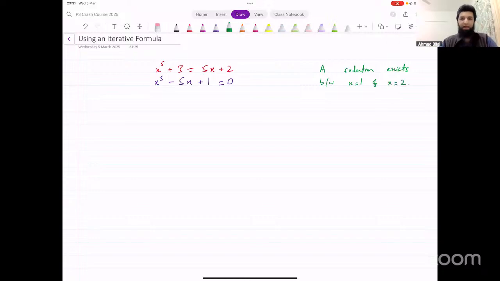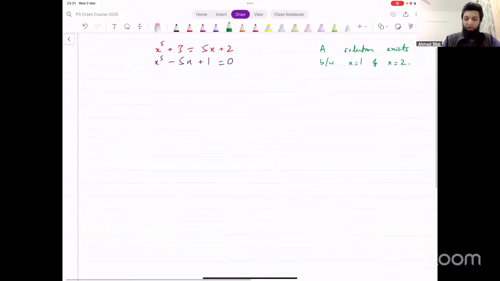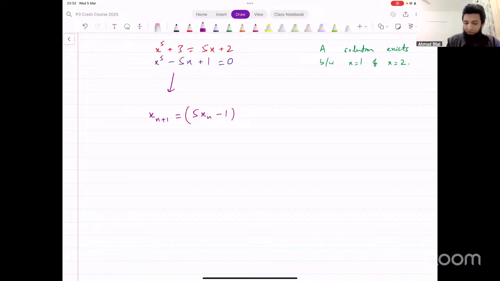How do we get the actual solution? For this, we can use something that we call an iterative formula. Now, this equation can have one possible iterative formula that looks like this: x(n+1) equals (5xn minus 1) whole raised to the power 1 over 5.